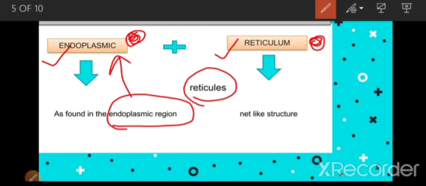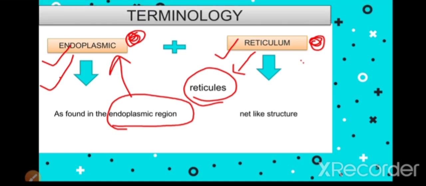And from this word reticules, it got the name reticulum. Is it clear? So based on how exactly it appears, it is called a reticulum, and based on the location where it is present, it is called endoplasmic. So combined, that's why it is called endoplasmic reticulum. Is it clear? Now let's talk about the occurrence of the endoplasmic reticulum.